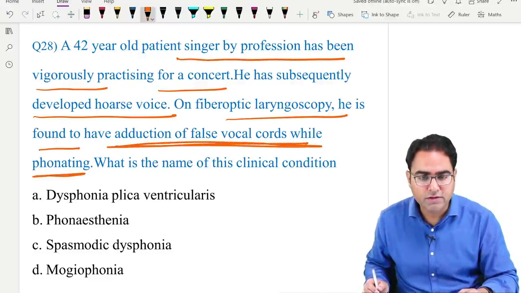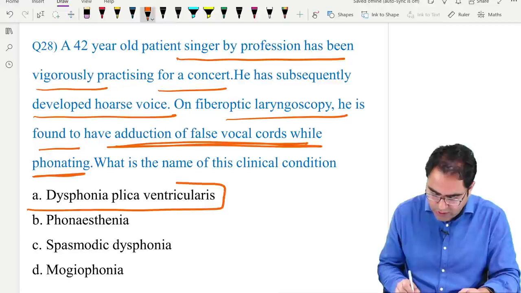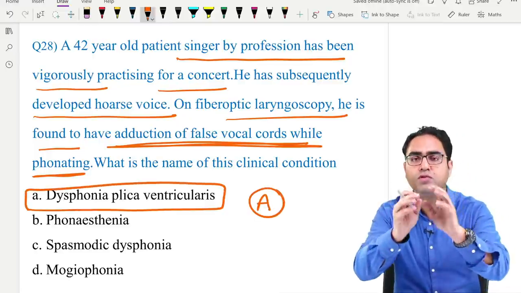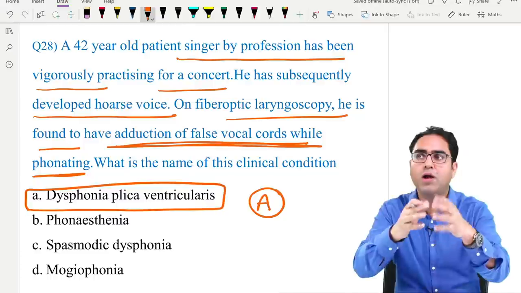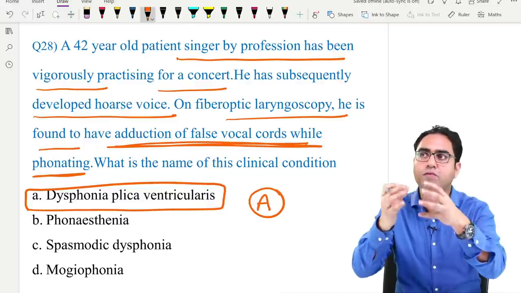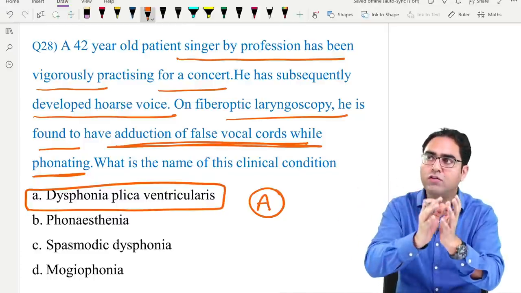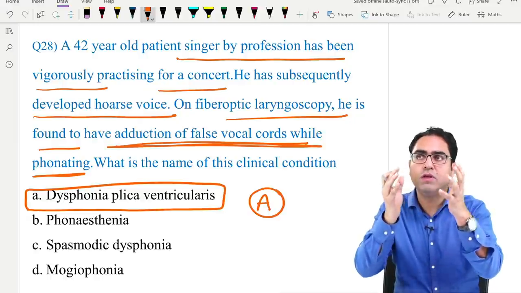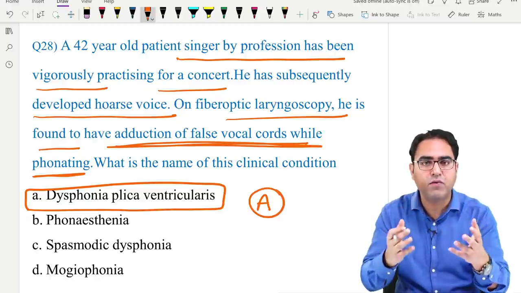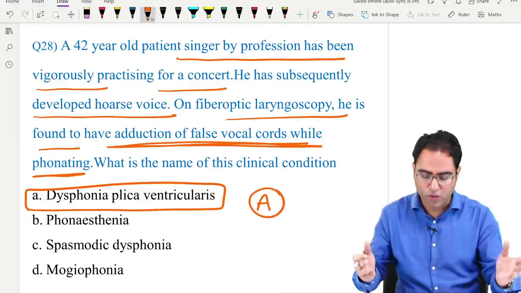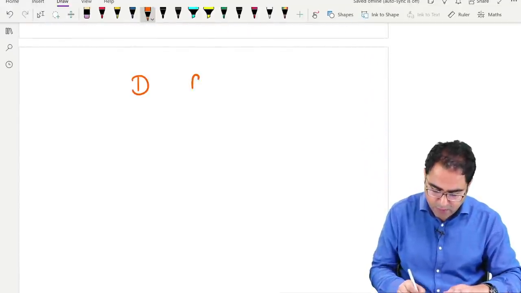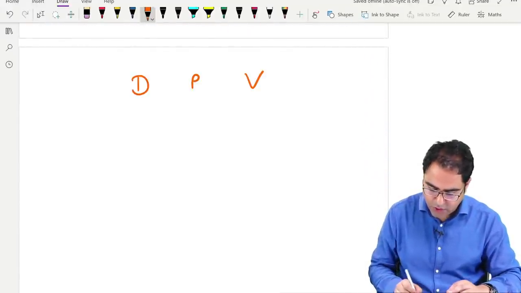This is a case of dysphonia plica ventricularis, beta. Guys, we do not use the false cord to speak. False cords are rudimentary, beta. We speak from the true vocal cord. False vocal cords are useless. Anyone producing sound from the false vocal cord is suffering from dysphonia plica ventricularis, beta. Don't feel that this is a scary word. Dysphonia plica ventricularis is production of sound from the false vocal cord.